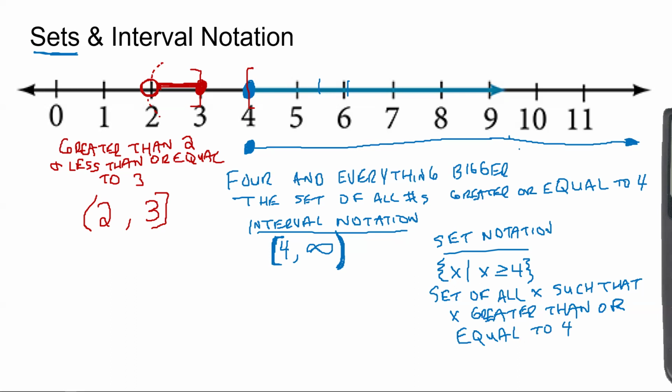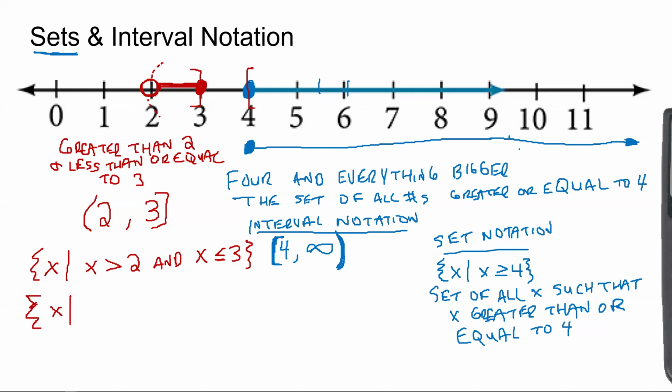Okay. Over here, what we're trying to say is that it's greater than 2 and it's less than or equal to 3. So over here, the set notation might be something like the set of all numbers x such that x is greater than 2 and x is less than or equal to 3. Okay. So there's all kinds of ways to really spell out what you're trying to do. You could also write this as a double inequality if you want.